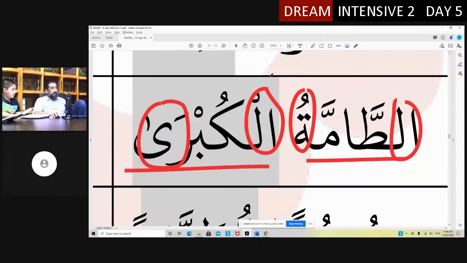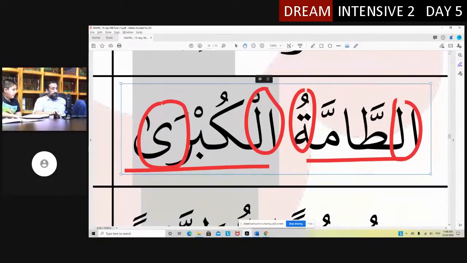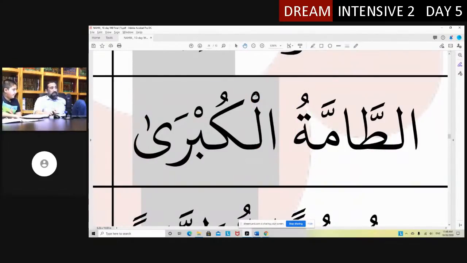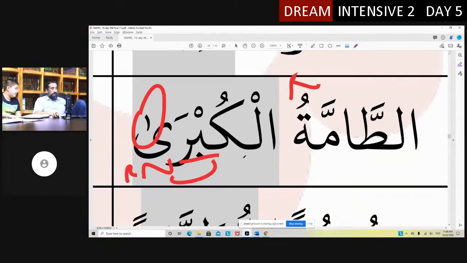The only thing that I think may not match, let's discuss that. I'm thinking at-tammatu is rafa because it has a damma at the end. But al-kubra ends with this letter, and I think there's a problem when words end with this. They're rafa, nasb and jar. Right, it could be rafa, nasb or jar. Any one. Well, if it could match, it does. So actually, they are noun adjective.